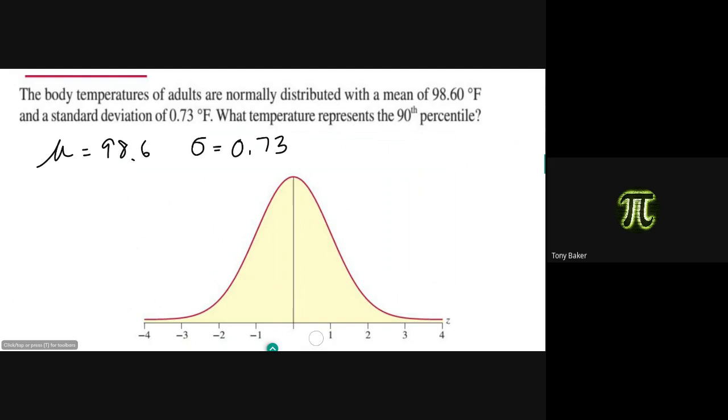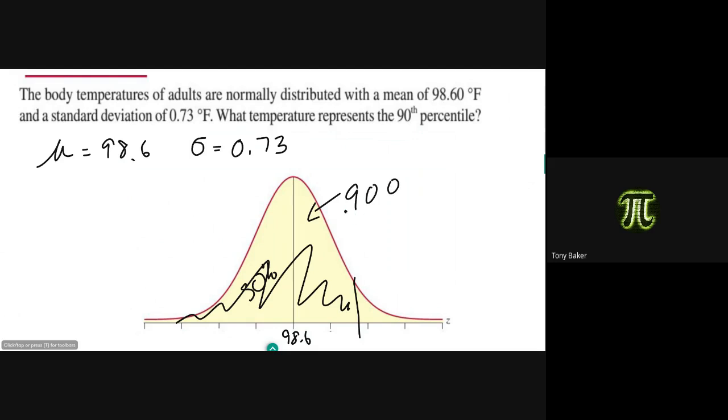The 90th percentile is like 90% of the area. So we know 98.6 is here, right? And we're going to go up by 0.73. But we want to know, so this is 50%, correct? So I know it's going to be somewhere over here. Not quite sure where, so we'll just put a line there. So I want to know, with that being 0.9, that number right there.